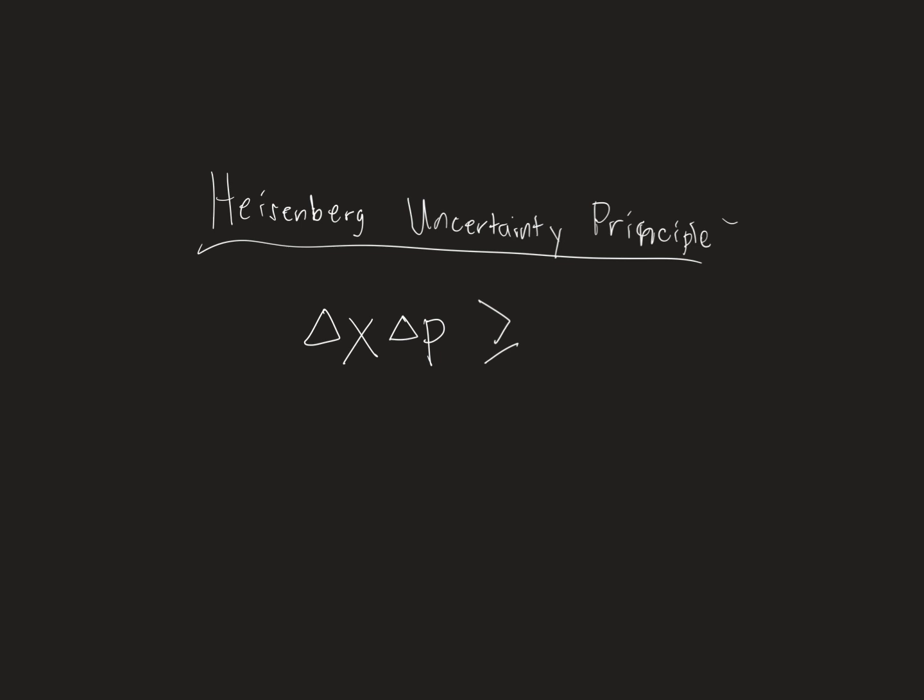That value is always greater than or equal to h over 4 pi, where this h is the same one as in the energy equation. It's called Planck's constant. So delta x times delta p is greater than or equal to h over 4 pi. What this means is you cannot know an object's position and its velocity to infinite precision. So how do you use this to get out of a speeding ticket?